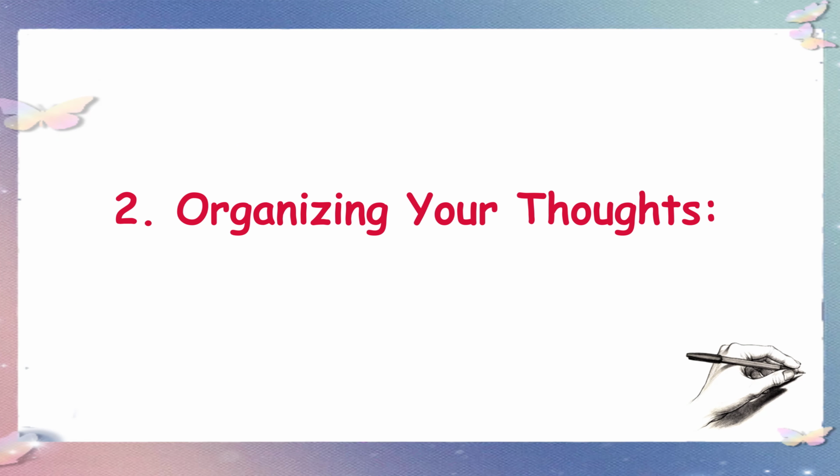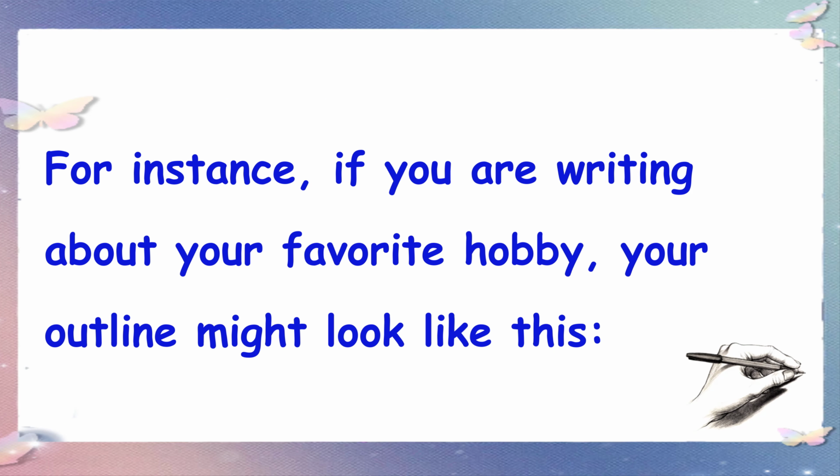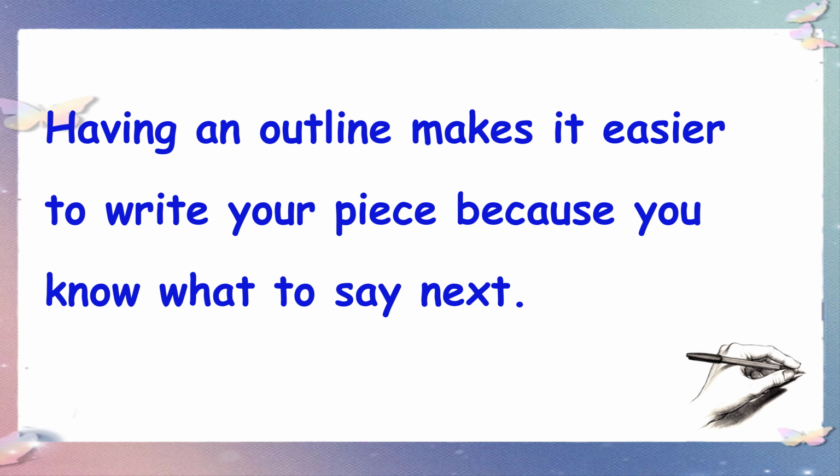2. Organizing your thoughts. Before you start writing, it helps to plan what you want to say. You can create an outline to organize your ideas. An outline is a simple list of the main points you want to cover. For instance, if you are writing about your favorite hobby, your outline might look like this. Introduction to your hobby. Why you love it. How you started. What you learned from it. Conclusion. Having an outline makes it easier to write your piece because you know what to say next.